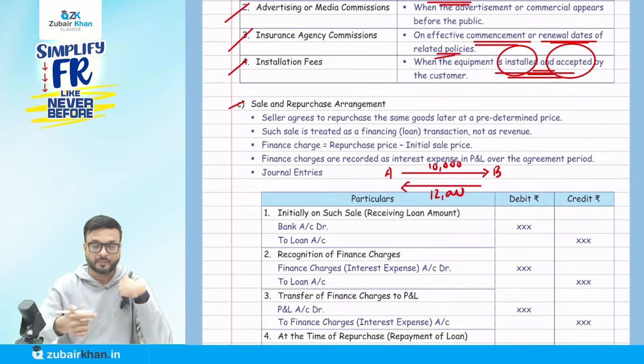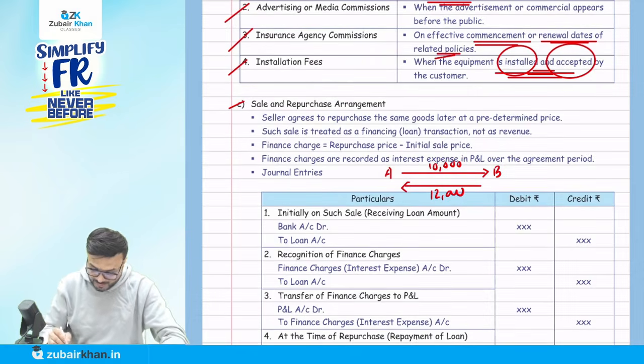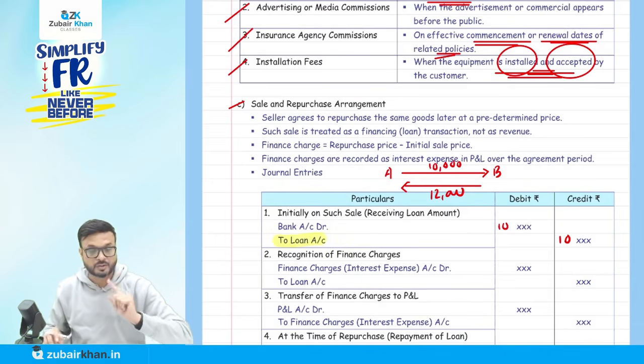It's like a loan. So when I sold you the calculator, it will not be recorded as a sale. It will be recorded as a loan taken. So I am going to pass the entry here. Bank account will be debited by 10,000, and loan account will be credited by how much? 10,000. This is the first point.